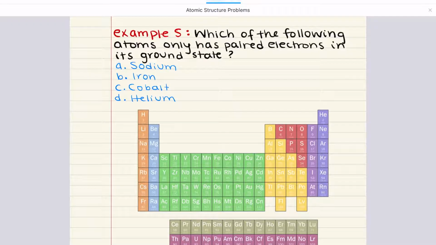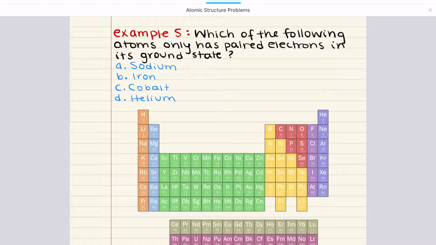Problem 5 says, which of the following atoms only has paired electrons in its ground state? In the ground state, atoms have electrons that are arranged in the lowest possible energy orbitals. Electrons fill these orbitals according to the Aufbau principle, the Pauli exclusion principle, and Hund's rules. And I just want to go over them because they're really important to know.